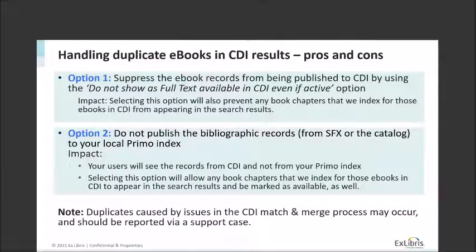One thing to keep in mind is that there may also be duplicates caused by issues in the CDI match and merge process. So in this case, there's a duplicate not between a local record and a CDI record, but between two CDI records. If that is the case, then you need to report this via a support case, and we'll fix the duplication there within CDI. It may be an issue with how we actually merge duplicates inside the CDI index, so that needs to be handled by our content team.